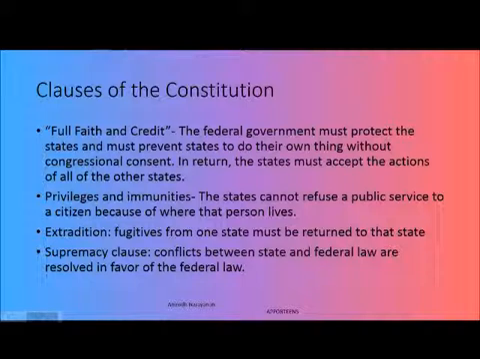Conflicts between state and federal laws are resolved in favor of federal law. That's extremely important. So state laws that violate the Constitution or treaties, federal laws, they can be invalidated through this supremacy clause. That's extremely important because that's actually a written right in the Constitution that federal laws are better than state laws.